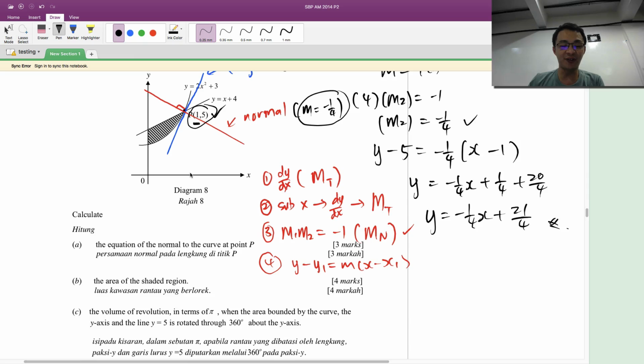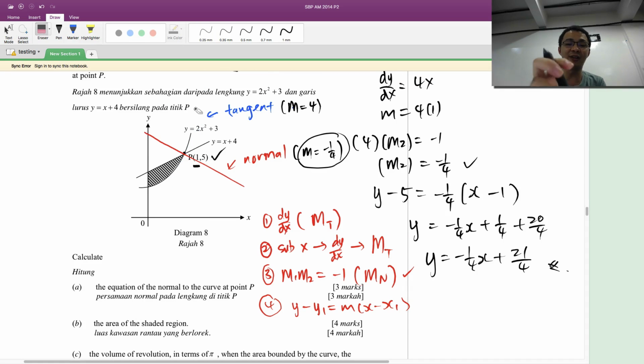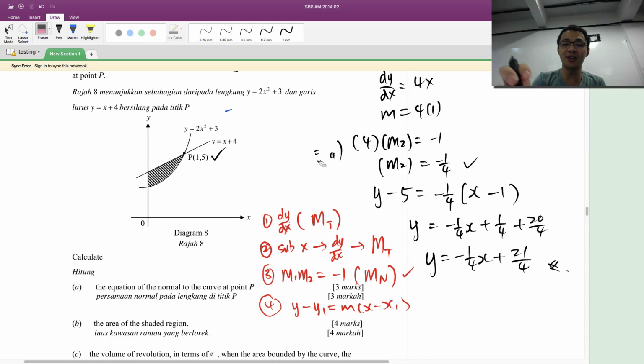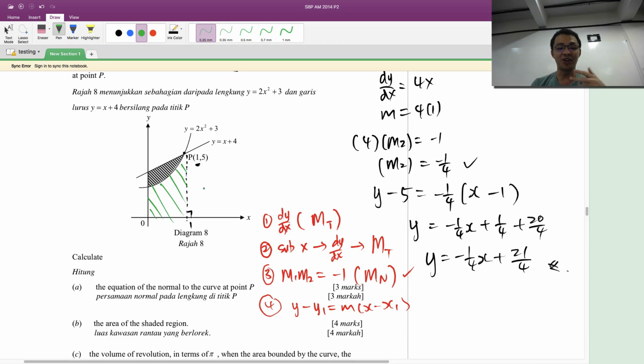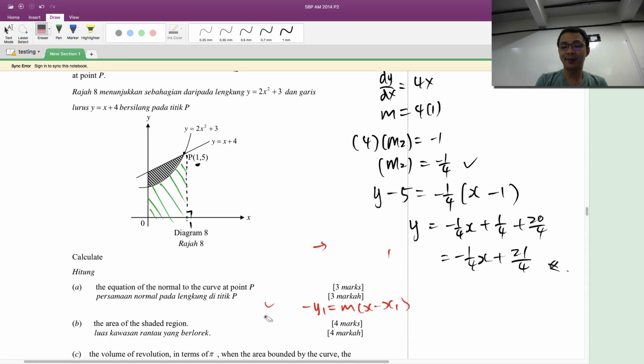Then they ask you to find the area of the shaded region. Now I need to find the shaded region, so I will erase all this. In order to find the area of the shaded region, I will draw a 90-degree dotted line, so I know this is 1 because x is 1. Basically you should see this is a trapezium. If I use the trapezium minus the green color zone, I can easily get the area of the shaded region. So how do I do that?